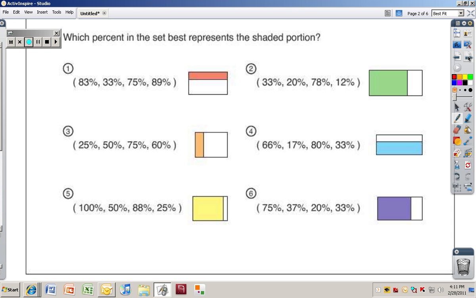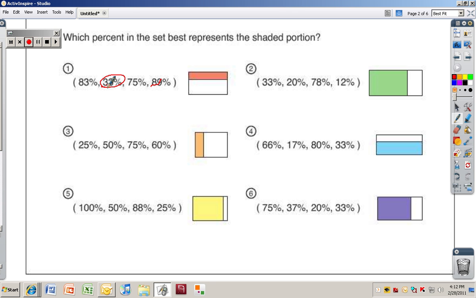Okay, Haley's going to give us a shot here. Can you reach that high up? Sure. Well, this one, it's not 89, and it's not 75, and it's not 83. It's got to be 33, okay? Why? Because that looks about 33%. It's not much shaded. 33% is not a whole lot.